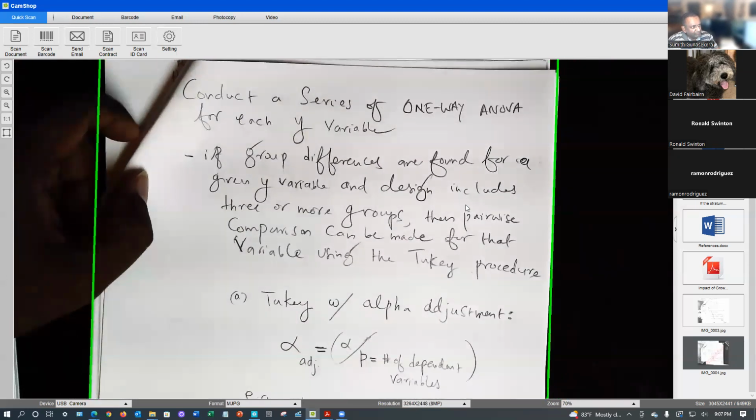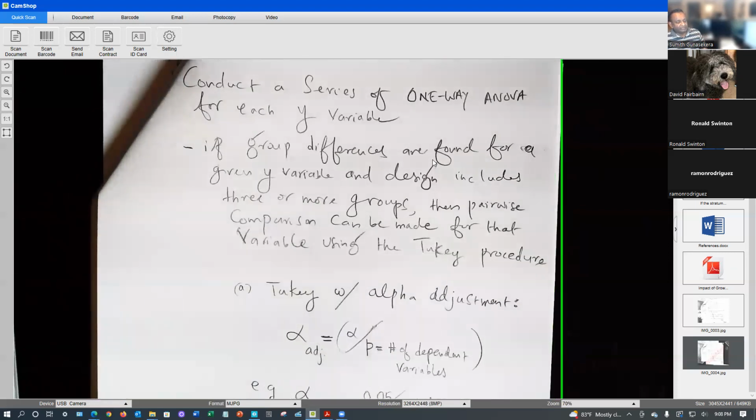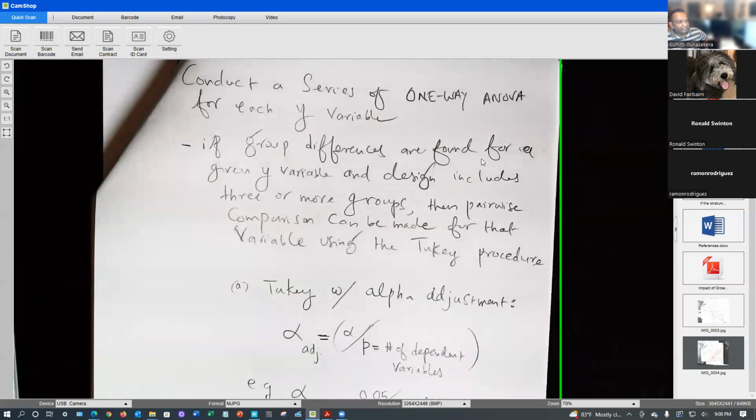Conduct a series of one-way ANOVA for each Y variable. Now, if group differences are found, and the design includes more groups, then you have to jump into another test. When you do this one-way ANOVA for each variable, you're going to reject H naught. That is a test for each and every variable.